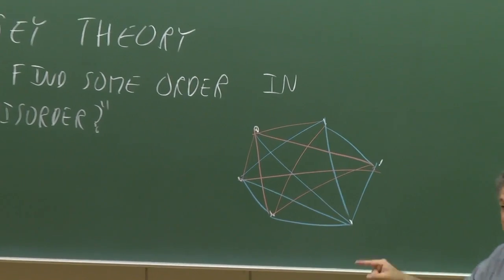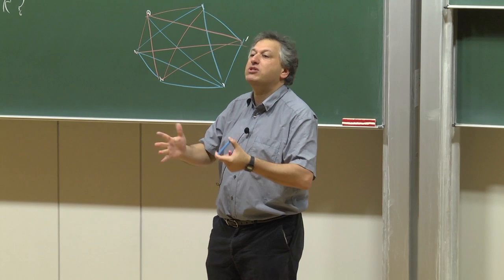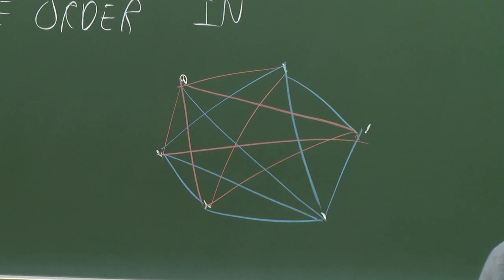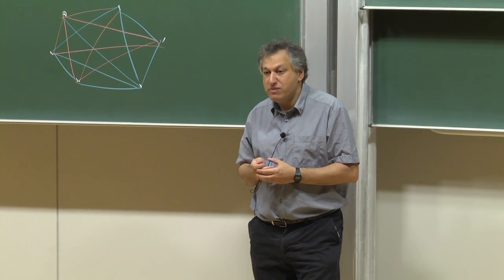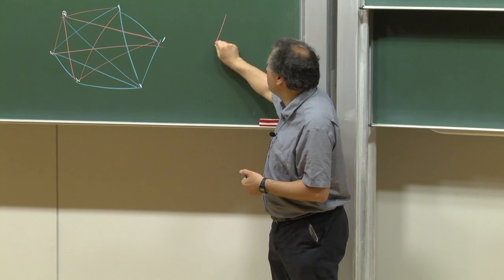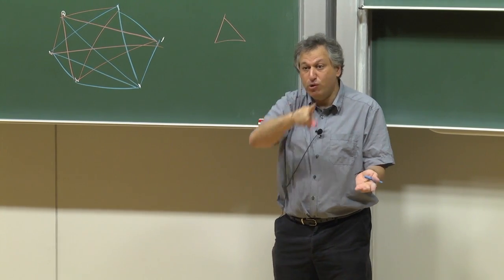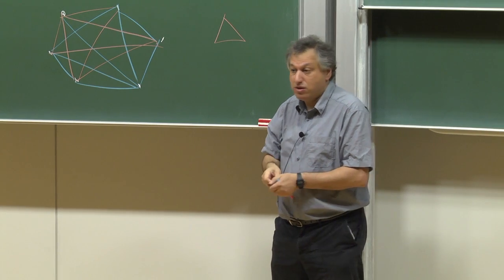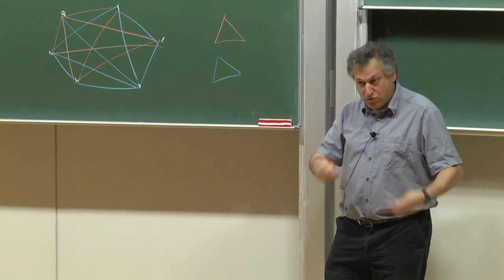Right? You've got 6 dots. Every 2 are joined by a red or blue line. OK. Now, what's our order? We want to find 3 people who are all friends or all strangers. Now, what does it mean to have 3 who are all friends? It means you've got 3 points joined by red, red, red. So like a red triangle. What does 3 strangers mean? It means blue, blue, blue. A blue triangle.